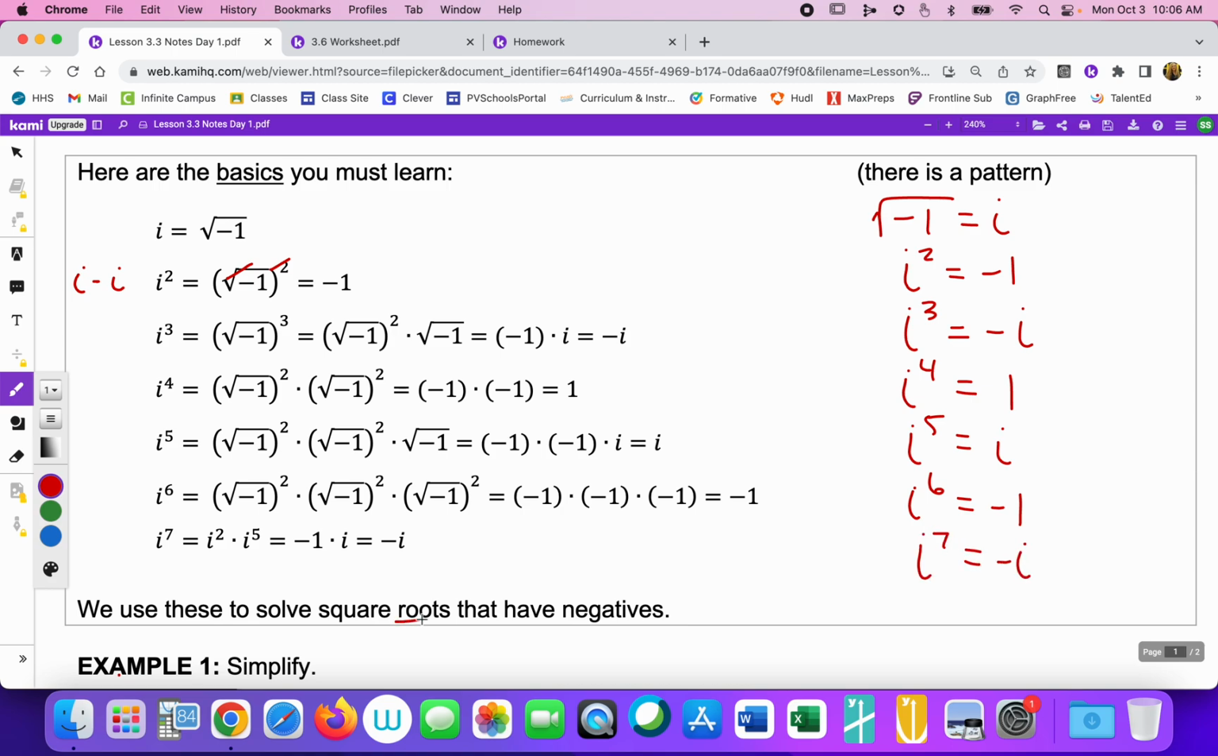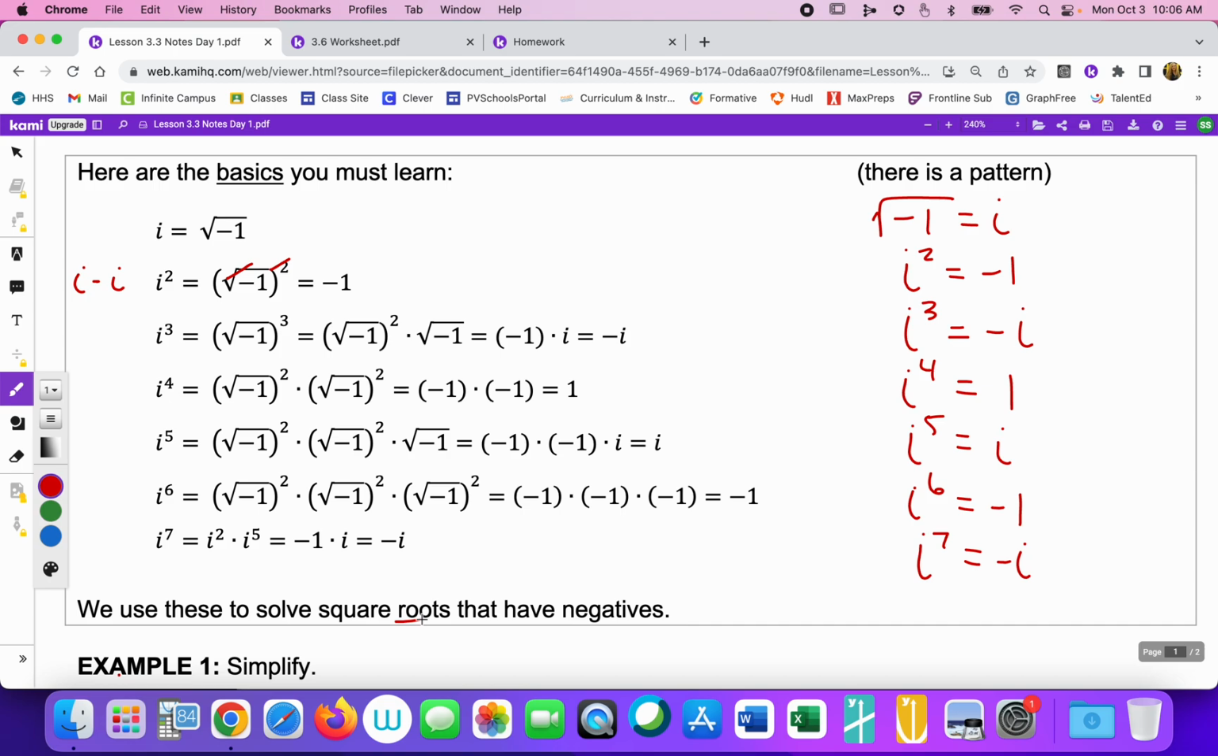Now I want to point out something. Starting with I squared, it goes -1, -I, +1, +I. Then it starts over. -1, -I. What would the next two be? +1, +I.